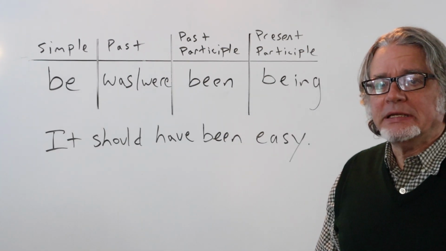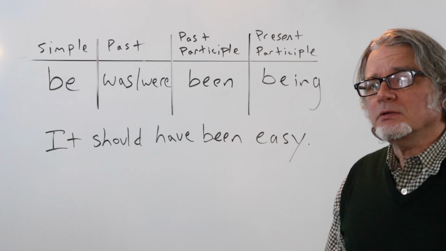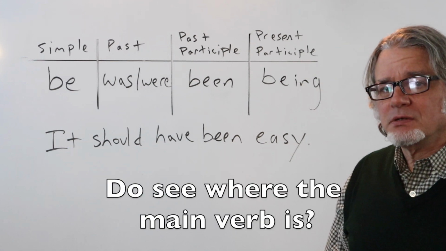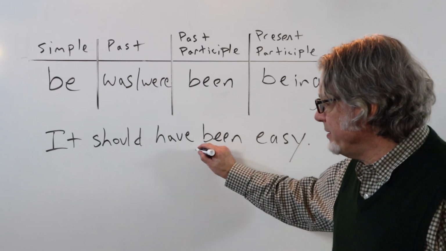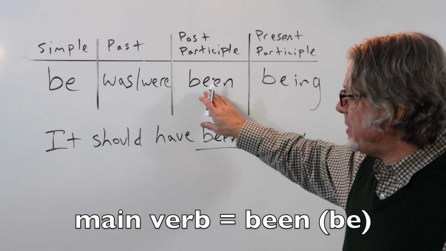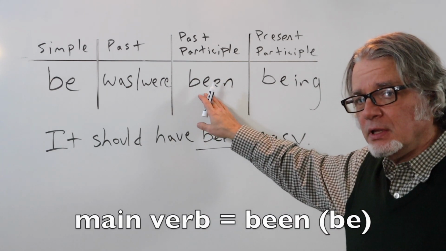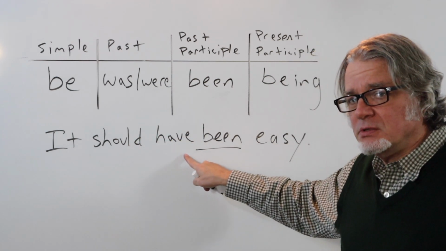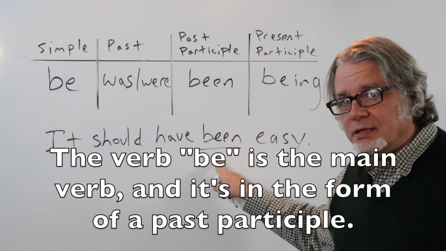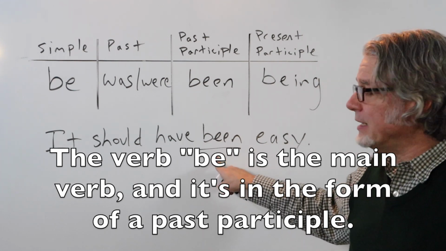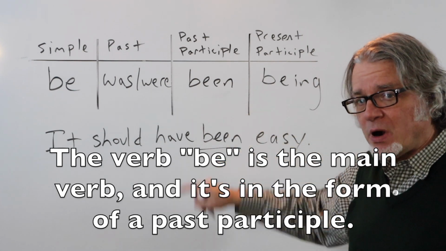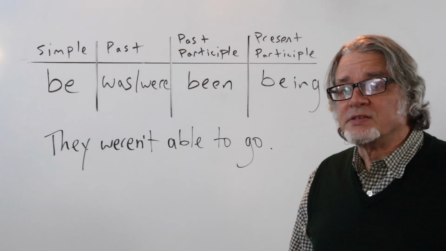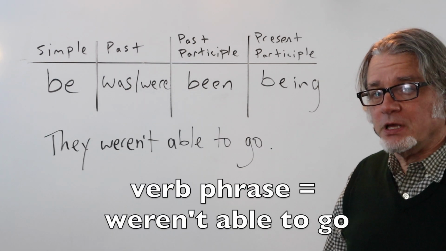It should have been easy. Do you see where the main verb is? It's right here. It's in the form of a past participle. These two verbs are helping verbs. The verb be is the main verb, and it's in the form of a past participle. This sentence has 4 words in a verb phrase.